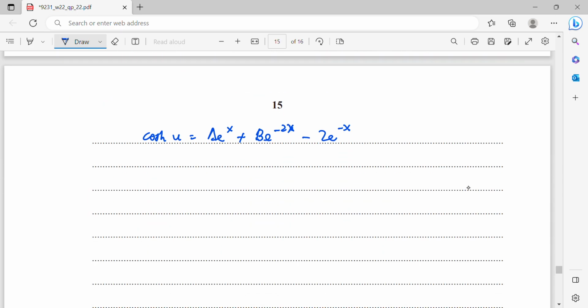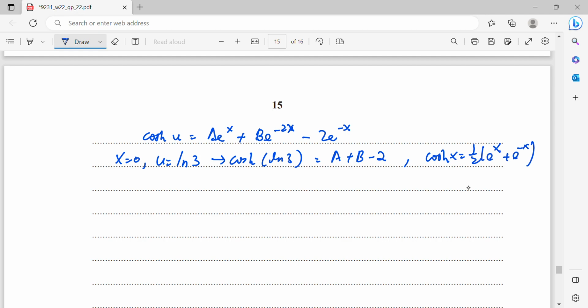So when x is 0, your u is ln 3. So now replace. So I will get cos(ln 3) equals Ae^0. e^0 is 1. So A + B - 2, because e^0 is 1. So now cos(ln 3). For your information, cosh x is half of (e^x + e^(-x)). This is the definition for cosh.